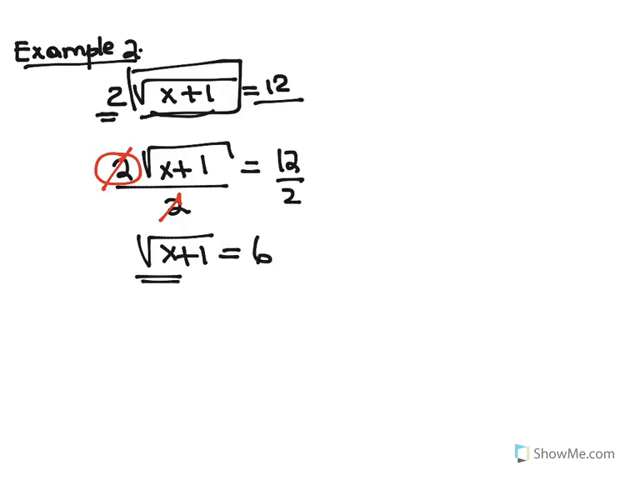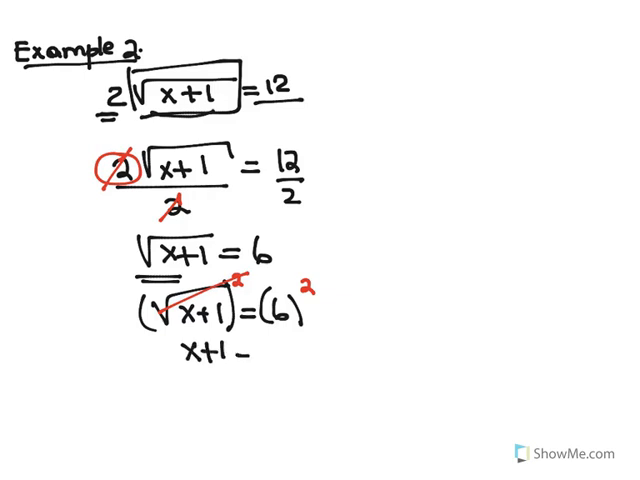Now that I have the square root, I would like to eliminate the square root. So what I'm going to do is I'm going to square on both sides. So I'm going to square here and I'm going to square here. So remember that the square cancels the radical here, and I have x plus 1 is equal to 6 squared, which is 36. So subtract 1 on both sides, x equals 35.